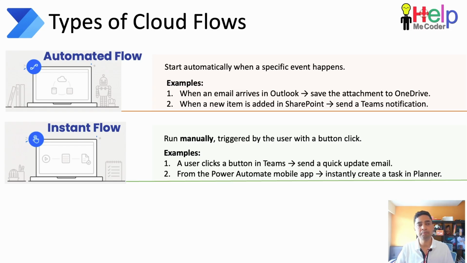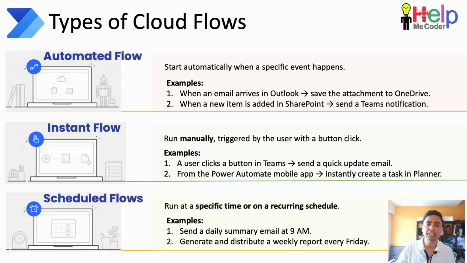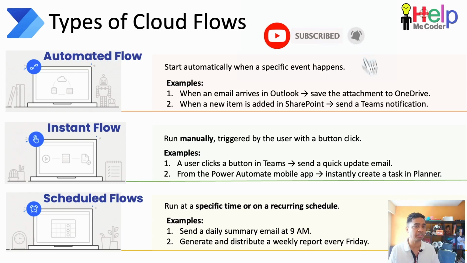The third option can be that you want a scheduled flow. So you want to run a particular flow or check something at a specific point in time. For example, you want to run a report every day at 9 a.m. So you will create a scheduled flow that will trigger automatically at 9 a.m. and it will go and do something in the action part and generate the report from there. So this is called a scheduled flow.